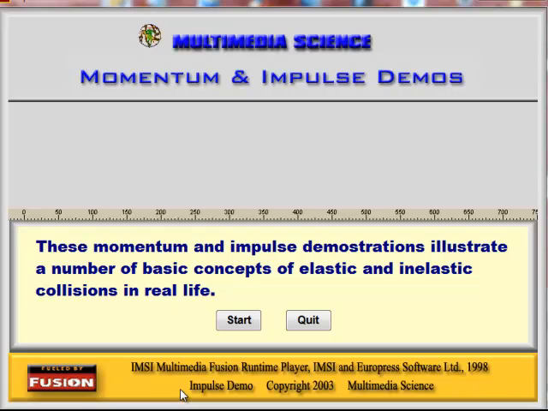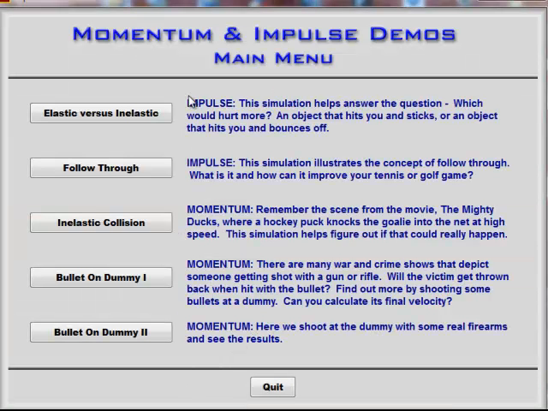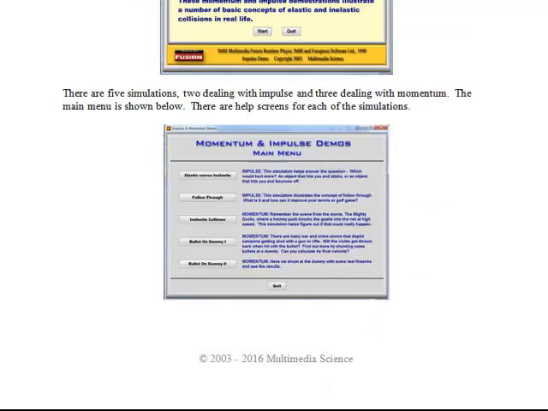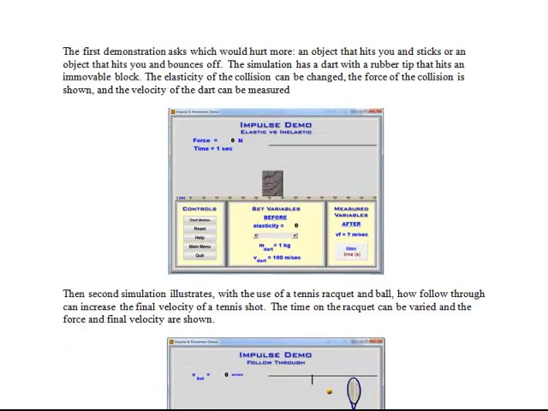So in this video, we're going to talk about Multimedia Science's momentum and impulse demos. This is a set of 5 simulations that will help to illustrate both momentum transfer and the idea of impulse. Let's quickly go through the instructor's notes and talk about each of the demonstrations.